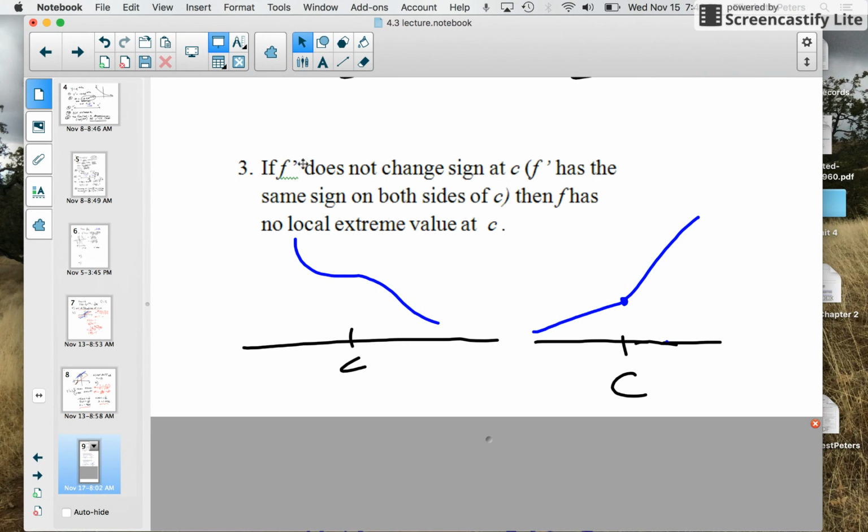There are situations in which f prime does not change sign at a critical point. So that could be like here, we have a horizontal line, a horizontal tangent. And here we have a corner, and the derivative is not changing sign, but there's still a critical point. That can happen.